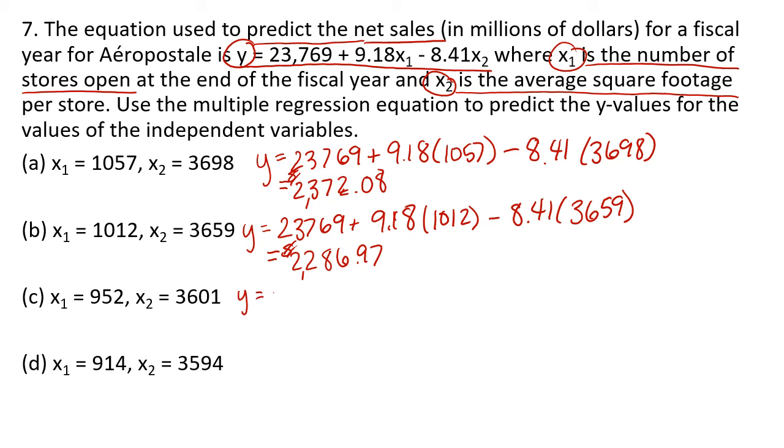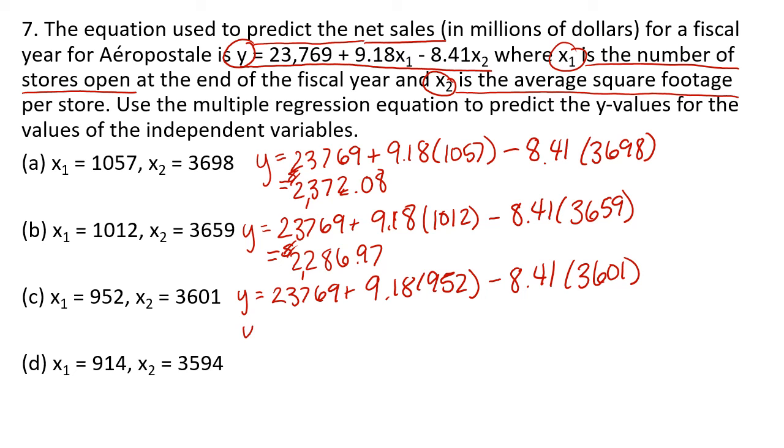And then in the next one, do the same thing. Oops, forgot to change my number. That's 952 stores now, and a square footage on average of 3,601. So again, fewer stores and each store is a little smaller. And their average sale is 2,223.95. So 2.2 billion still, but lower than before.